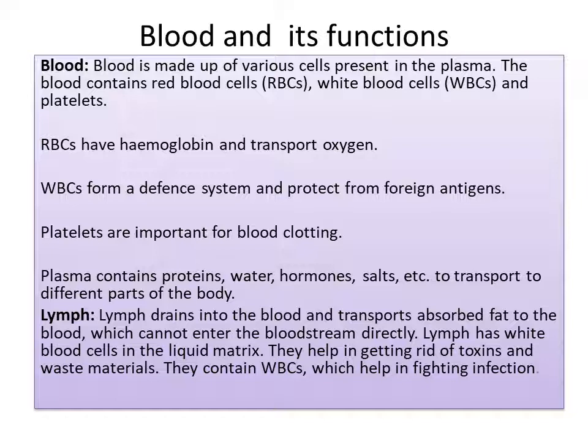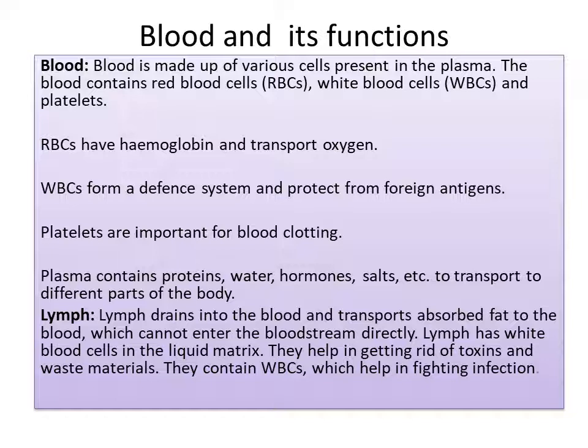Blood is a fluid connective tissue. It runs in the body. It has certain cells in it: RBC, WBC and platelets. RBC, red blood cells. WBC, white blood cells, and platelets. The major function of RBC: they contain hemoglobin, and this hemoglobin, which is an iron pigment, imparts red color to the RBC. And the major function is transport of oxygen.